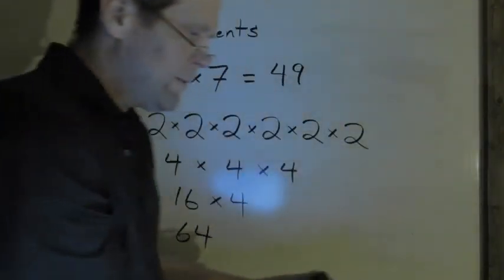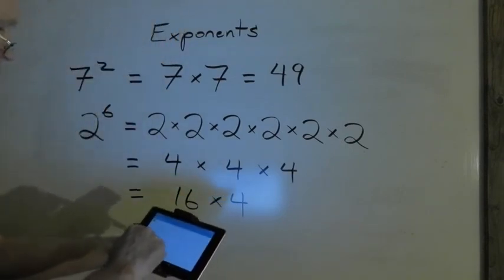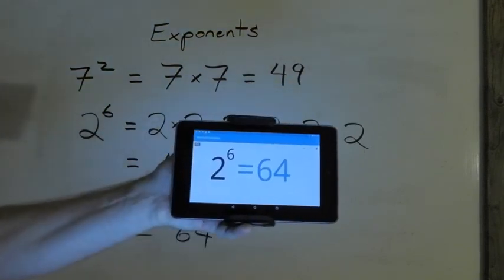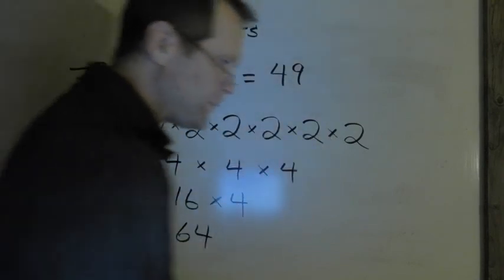Once again, sometimes I make mistakes. I like to check it on the calculator. 2 to the 6th power. 2 to the 6th power is indeed equal to 64.